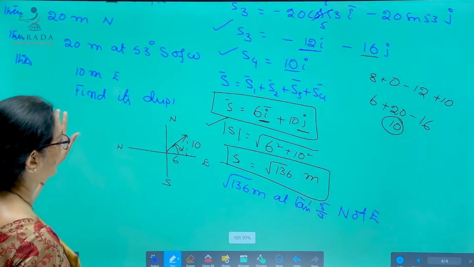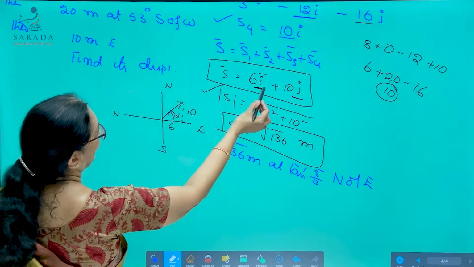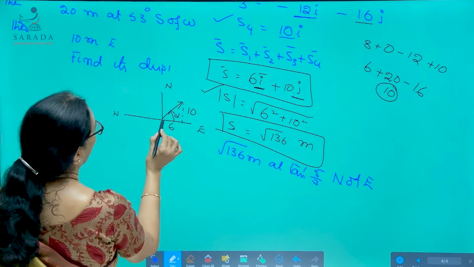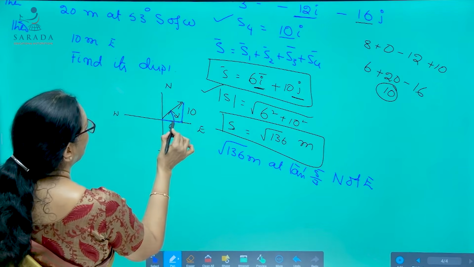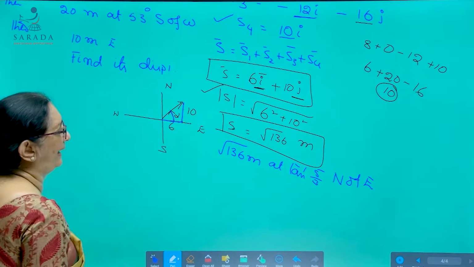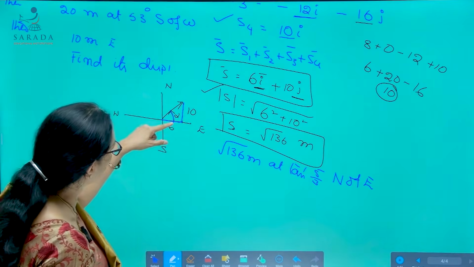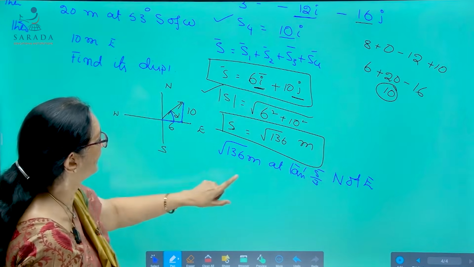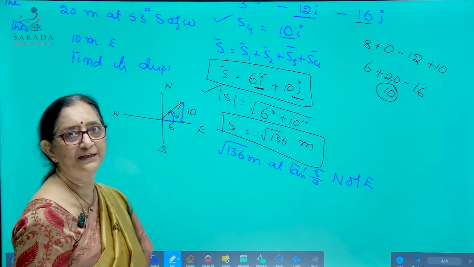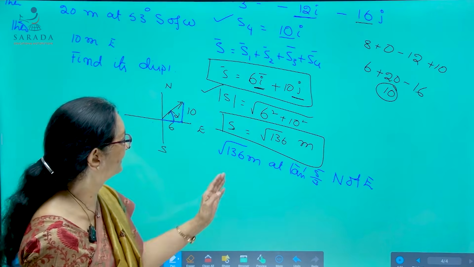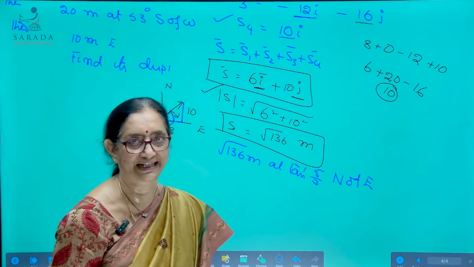Look into that representation very carefully. See here, 6i plus 10j. Its x component is 6, y component is 10. From this, tan alpha is opposite side by adjacent side, 10 by 6, that is 5 by 3. Now, with reference to east, it is at an angle tan inverse 5 by 3 north with respect to east. So, we write it as root 136 meters at tan inverse 5 by 3 north of east.